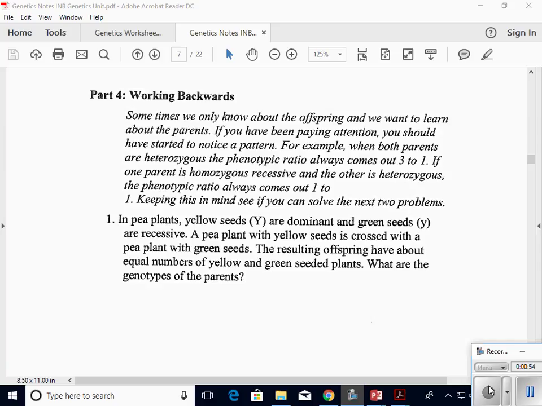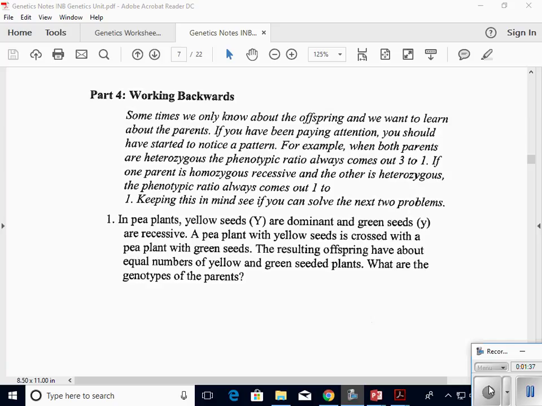Now, today we're going to build a little bit on that, and we're going to do what we call working backwards. So, our main objective today is that you are able to work a Punnett square backwards, meaning that you could take some results and then use those results to figure out the parents. Now, when it says here, Part 4, working backwards, sometimes we only know about the offspring and want to learn about the parents.